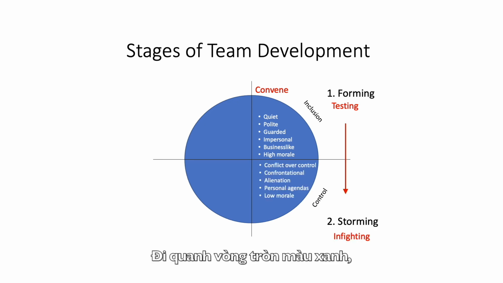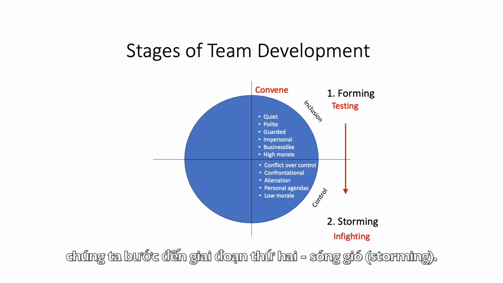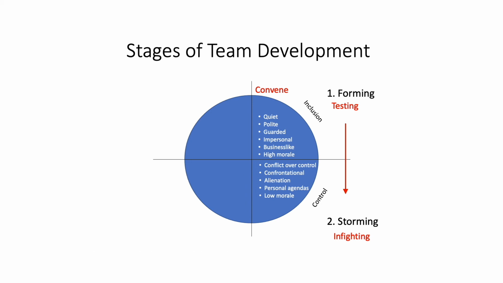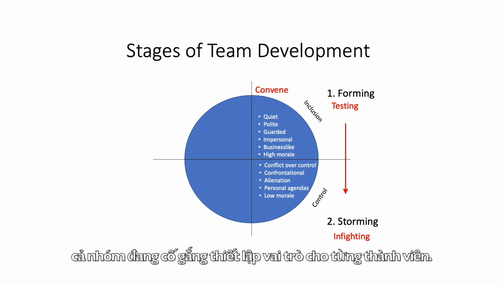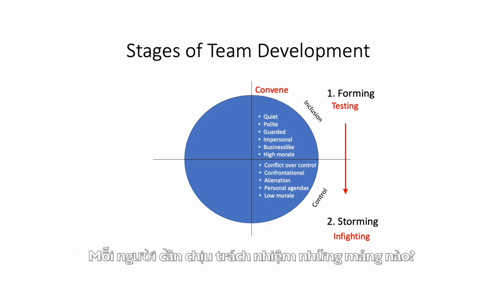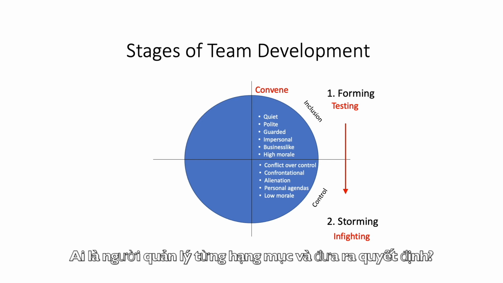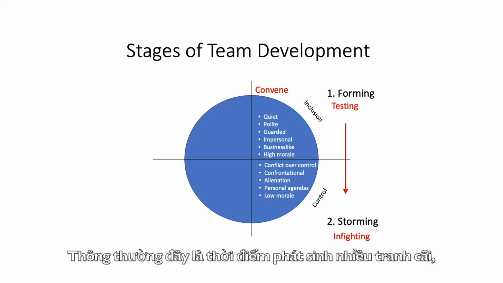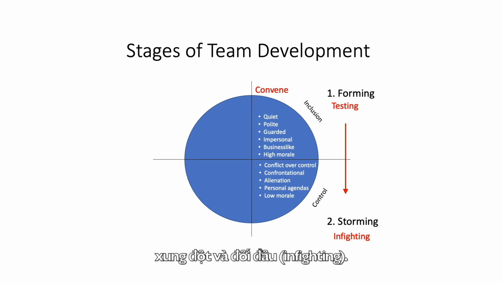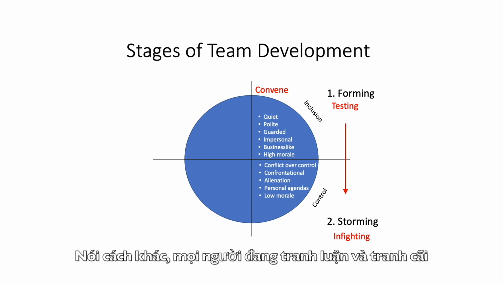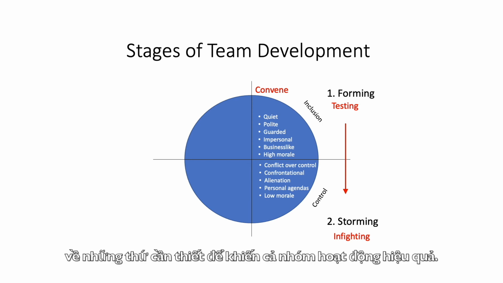As we work our way around the blue disc, we come to the second stage, storming. In storming, the group is trying to establish roles. Who's responsible for what? Who has the authority over which items and which decisions? And usually this is a fairly contentious time for the group. There's a lot of conflict over control items. There's confrontation. In other words, people are literally fighting and arguing over things that are, for the most part, necessary in order to make the group function well.